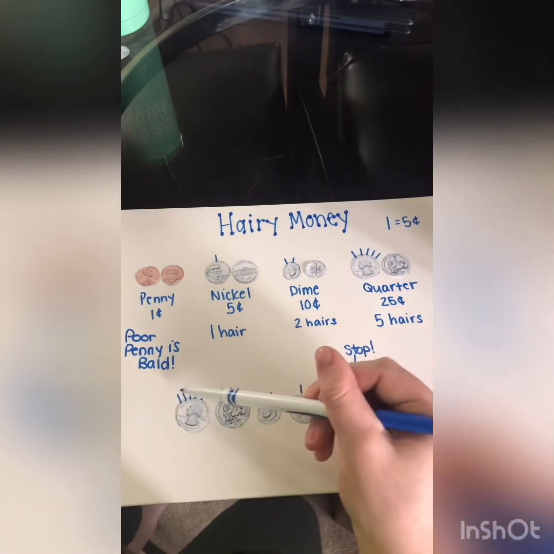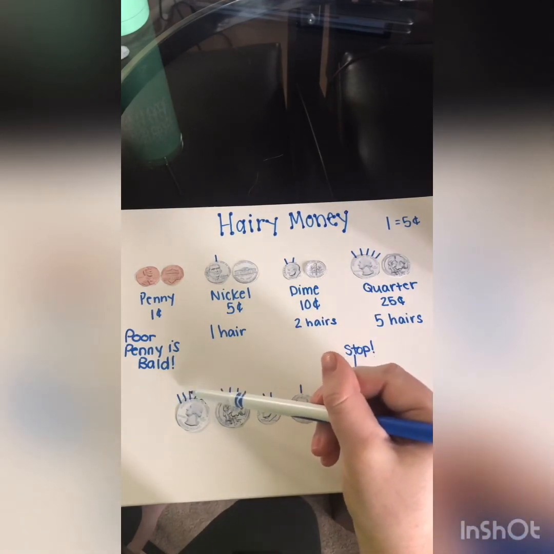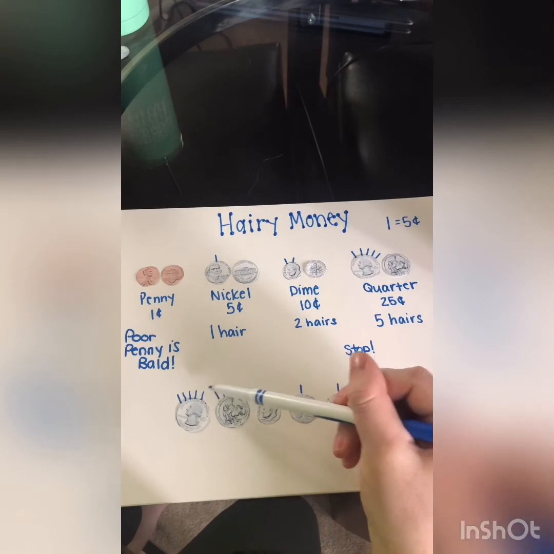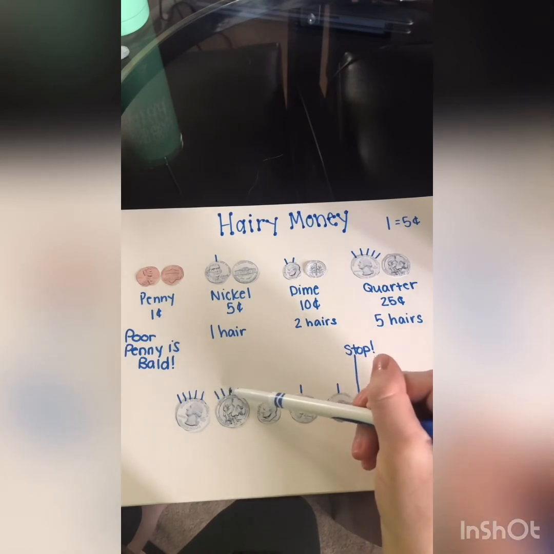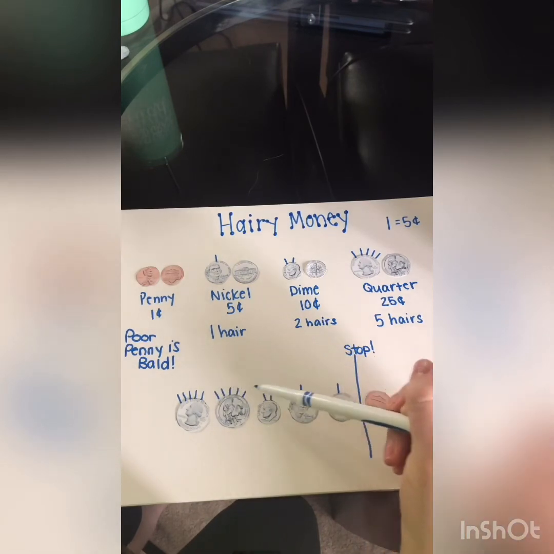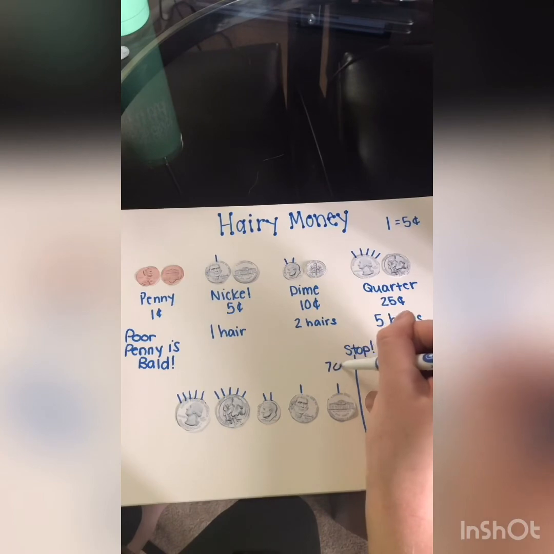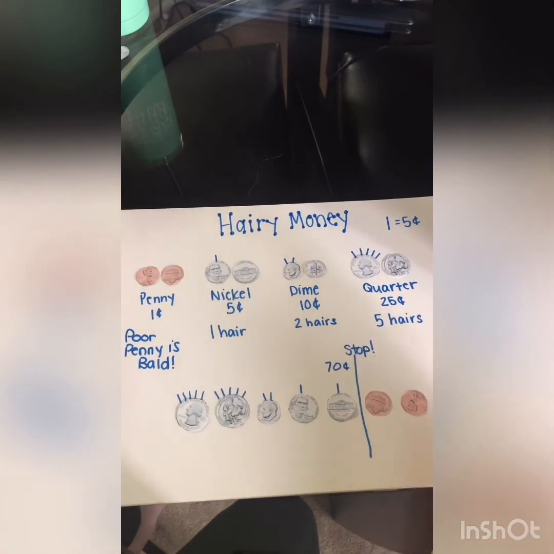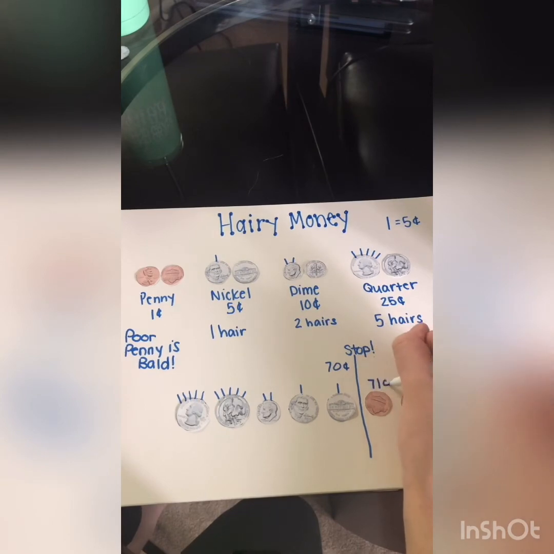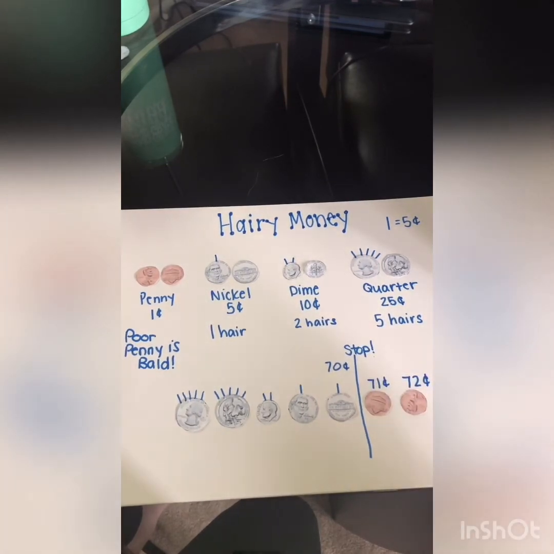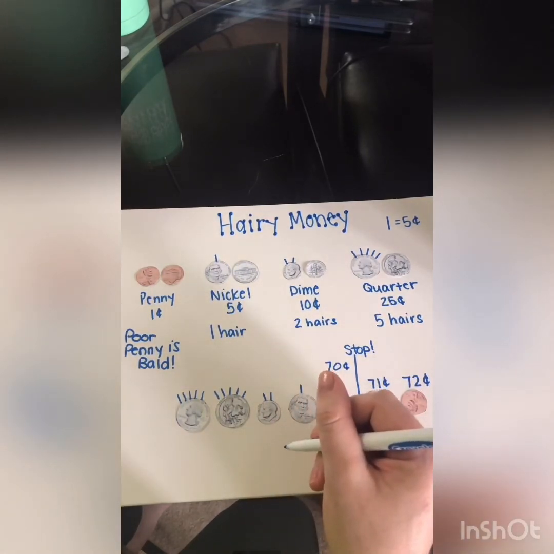Ready? 5, 10, 15, 20, 25, 30, 35, 40, 45, 50, 55, 60, 65, 70, stop! So far we are at 70 cents, and now we need to count by ones. That would give us 71 cents, 72 cents. So the value of this collection is 72 cents.